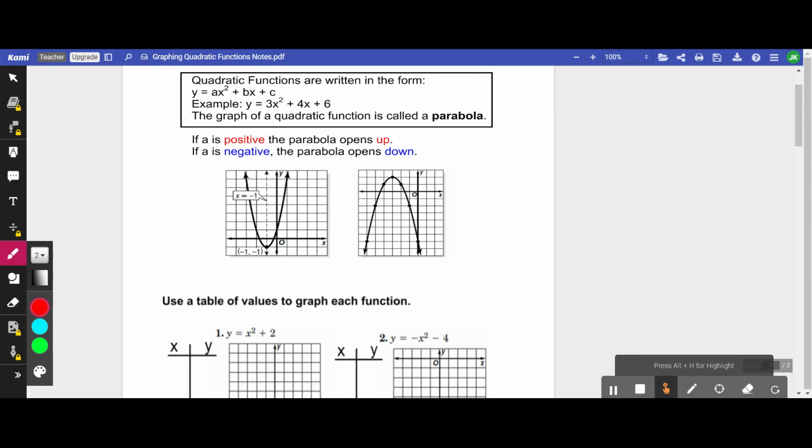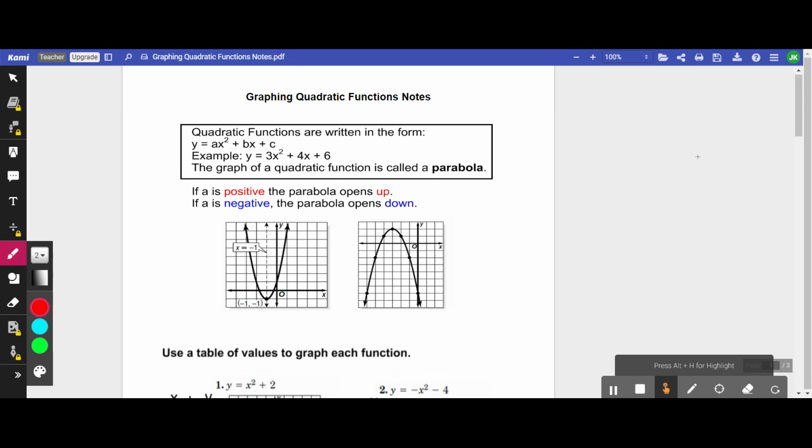So we're done with radicals for now, and you're starting to learn about quadratic functions. Today you're learning how to graph them. Your quadratic functions are written in the form of y equals ax squared plus bx plus c, and a, b, and c are just going to be numbers here. Like y equals 3x squared plus 4x plus 6 is an example of one.